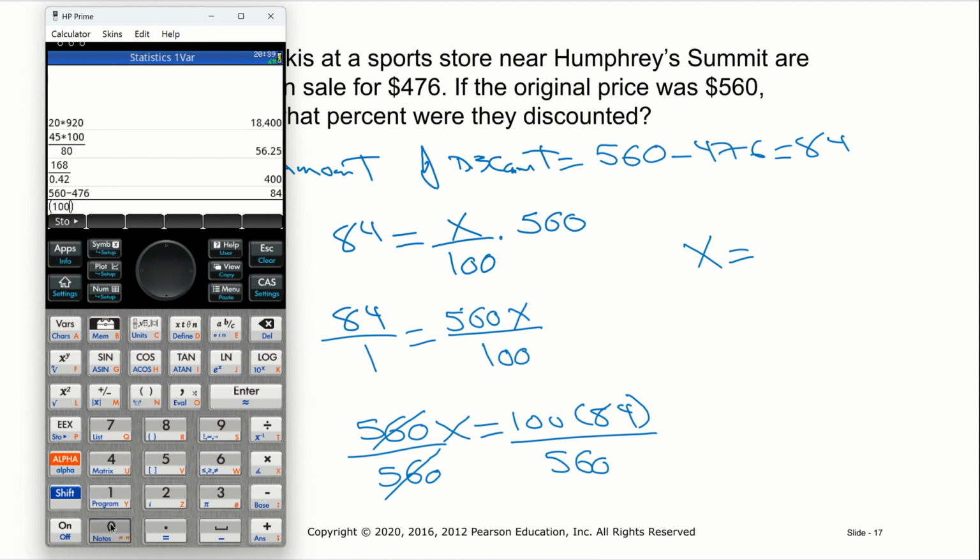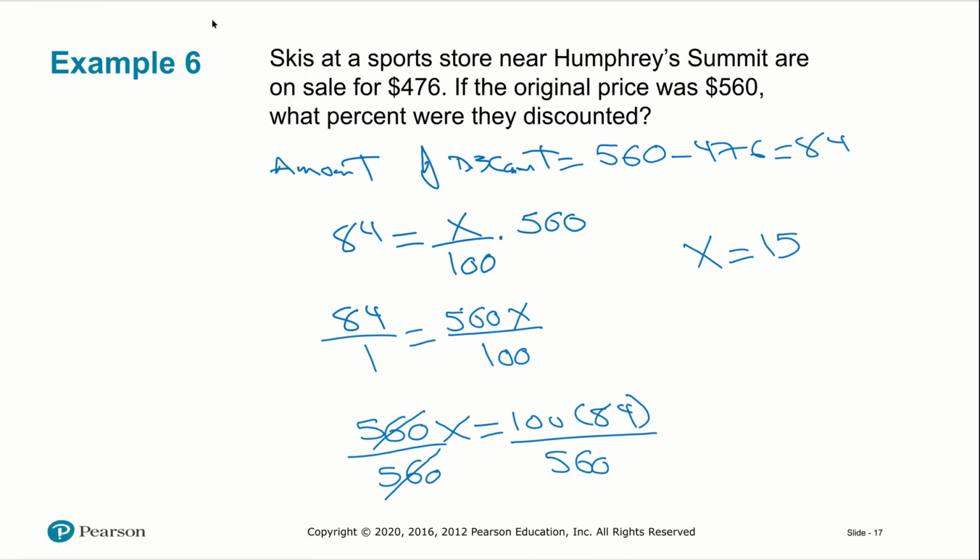100 times 84 divided by 560. So we get 15. So basically the markdown was 15% of the original price. Or you say the discount was 15%. So marked down 15%. Okay, that's that.